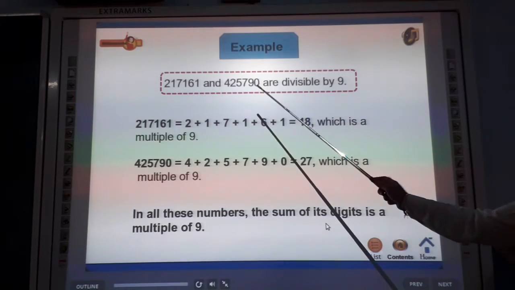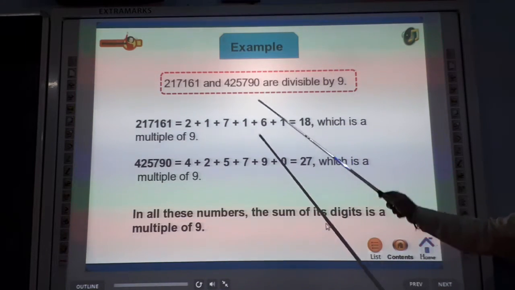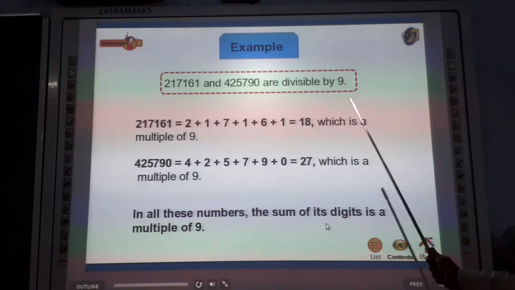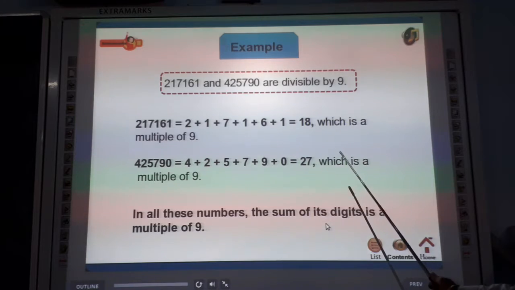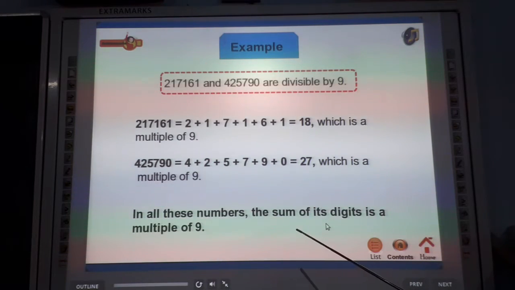In the same way, the second number 4,25,490 is also divisible by 9. The sum of the digits is 27 here.